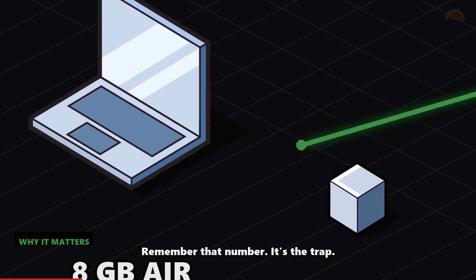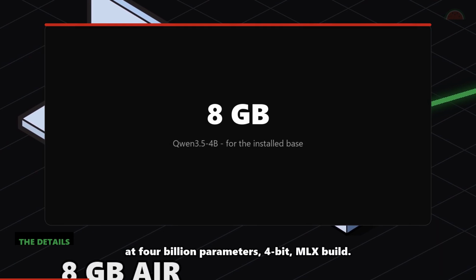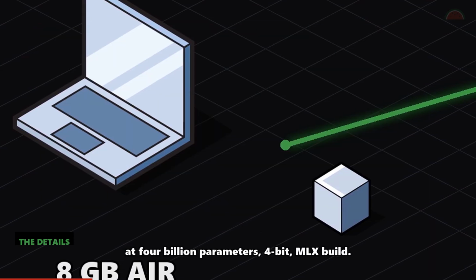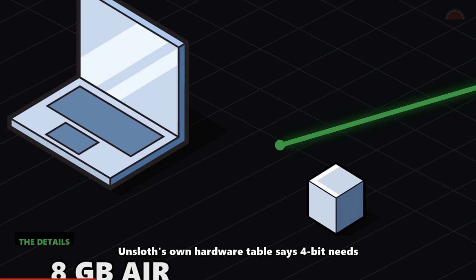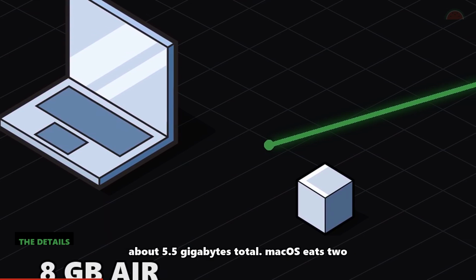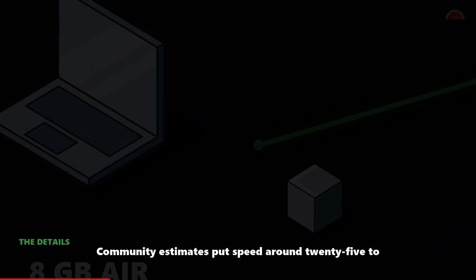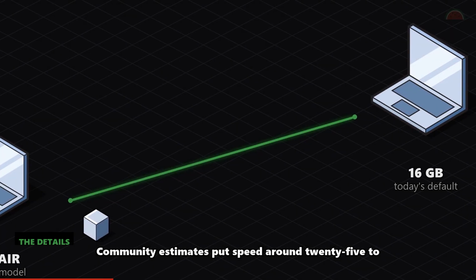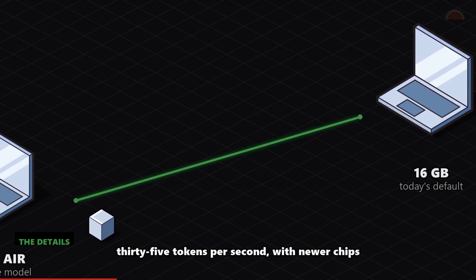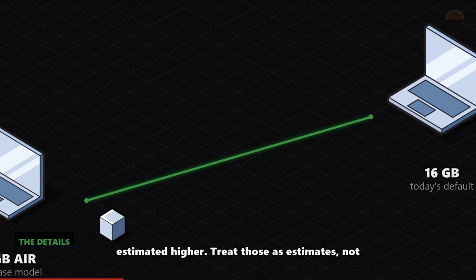Start at 8GB. The pick is Qwen at 4 billion parameters, 4-bit, MLX build. Unsloth's own hardware table says 4-bit needs about 5.5 gigabytes total. macOS eats 2 to 3, so it fits tightly. Community estimates put speed around 25 to 35 tokens per second, with newer chips estimated higher. Treat those as estimates, not lab runs.